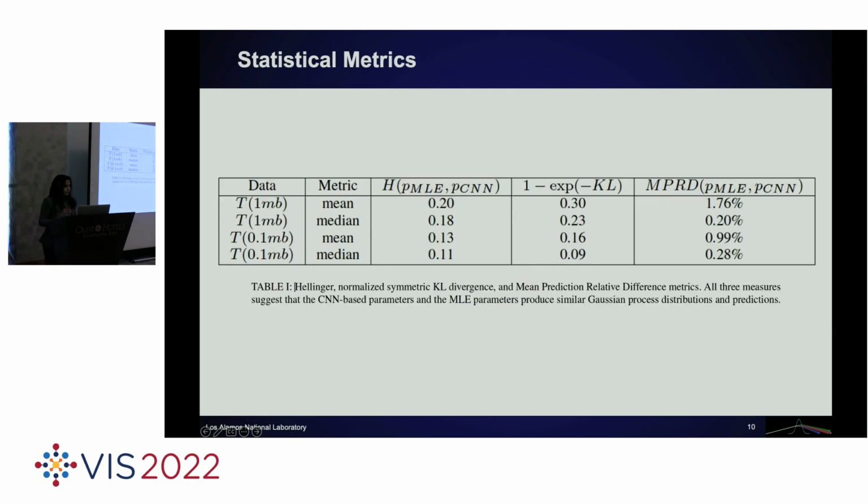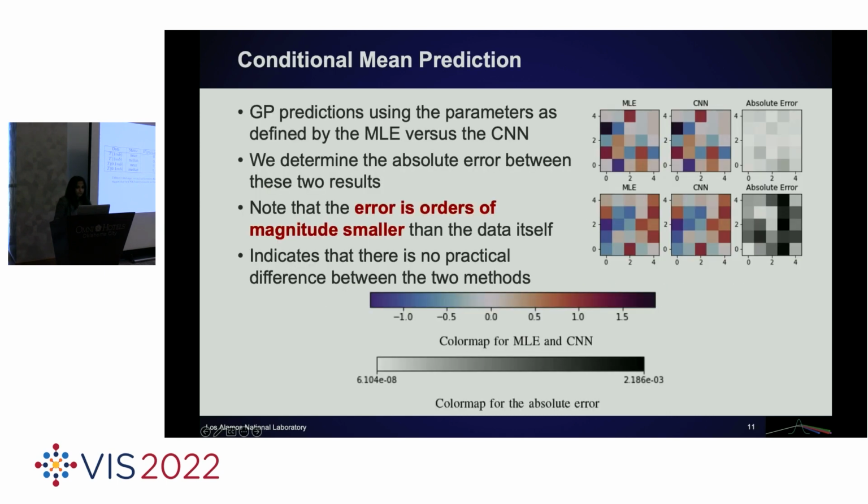We also looked at a few different statistical metrics. So we looked at the Hellinger distance, the normalized symmetric KL divergence, and the mean prediction relative difference metrics. And all of these metrics, both for the mean and the median for the 2 different data sets that we looked at, showed that the CNN-based parameters and the MLE parameters produced similar Gaussian process distributions and predictions.